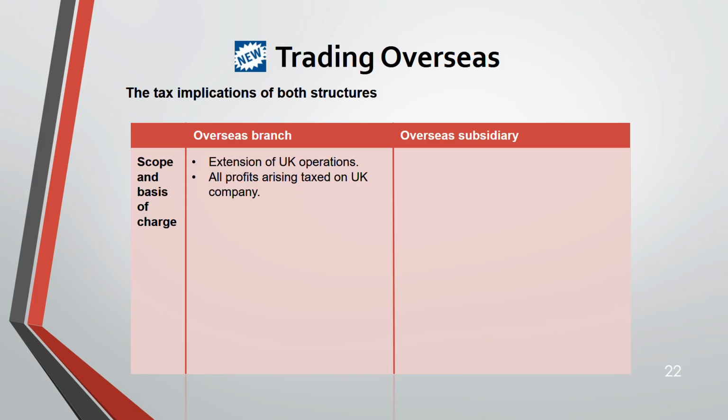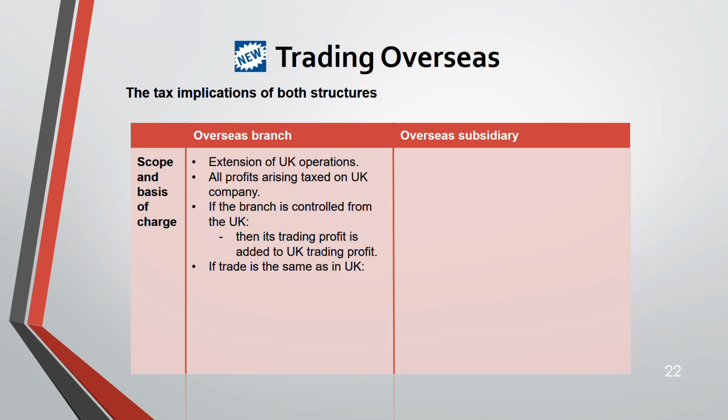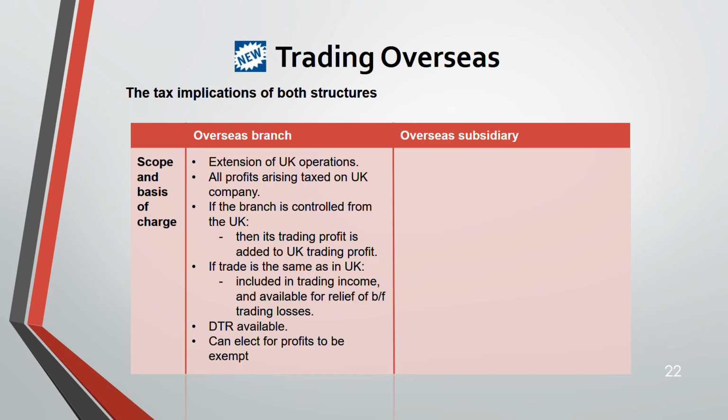All profits arising are taxed on the UK company. If the branch is controlled from the UK, then its trading profit is added to UK trading profit. If the trade is the same as in the UK, it is included in trading income and is available for relief of brought forward trading losses. Double taxation relief is available. You can elect for the profit to be exempt.